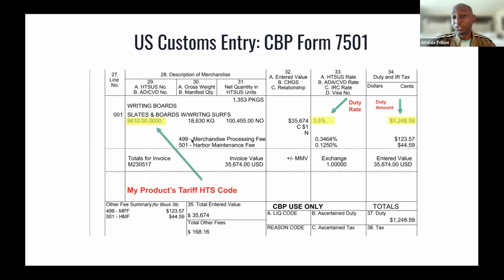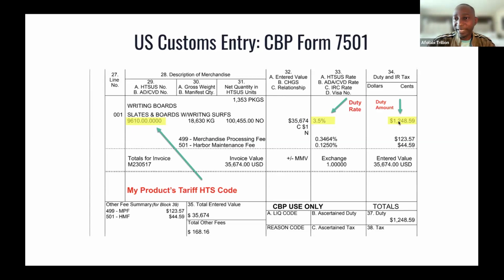This is actually a screenshot of my form after I found the good codes. Look at this. See, it says my product's tariff HTS code. This is the code I'm supposed to be using when bringing my products into the US. And look at my duty rate, it's 3.5%.